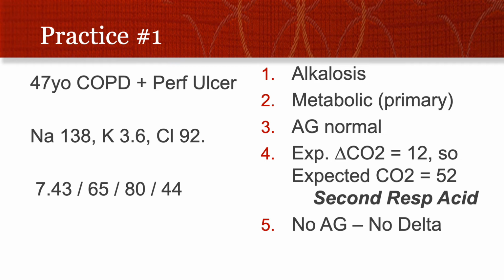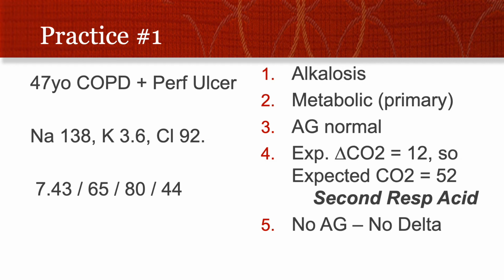For metabolic alkalosis, the expected change in CO2 is 12, so the expected CO2 is 52. This is from that math equation: the expected change in CO2 is 0.6 times the change in bicarb. In this case, the bicarb is up 20 points, and 20 times 0.6 is 12. We expect the CO2 in an alkalotic situation to go up to compensate for the metabolic alkalosis. So I expect the CO2 to be up 12 and equal 52.